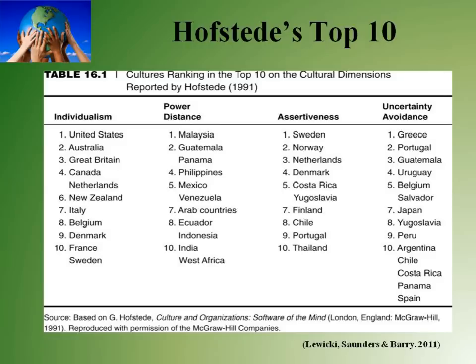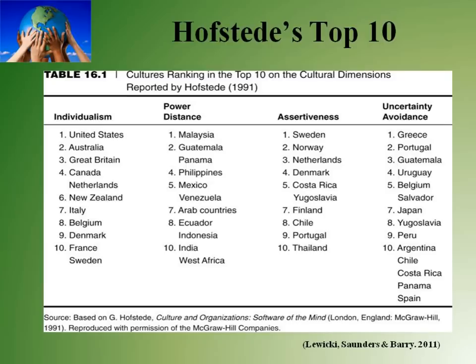In this table, you see Hofstede's top 10 in individualism. It's the United States. Power distance, the highest ranking is Malaysia. Assertiveness, it's Sweden. And uncertainty avoidance would be Greece, which is a little odd considering their economic circumstances at the moment.